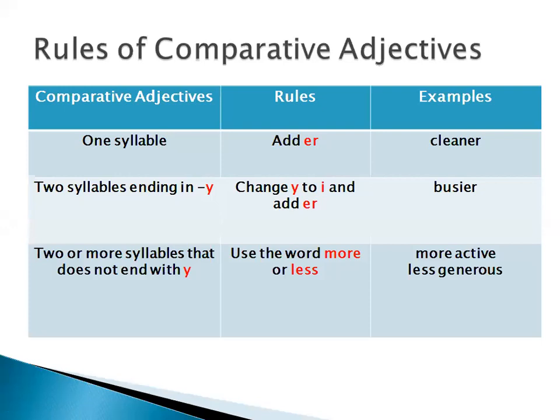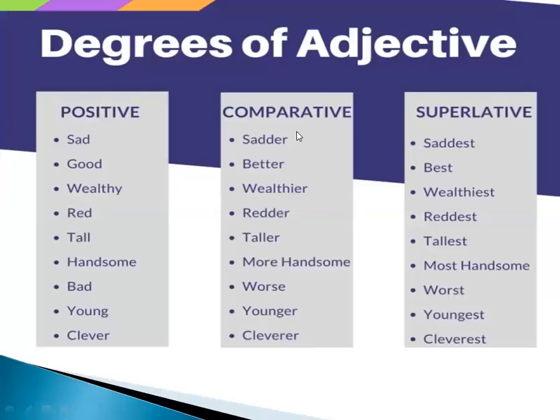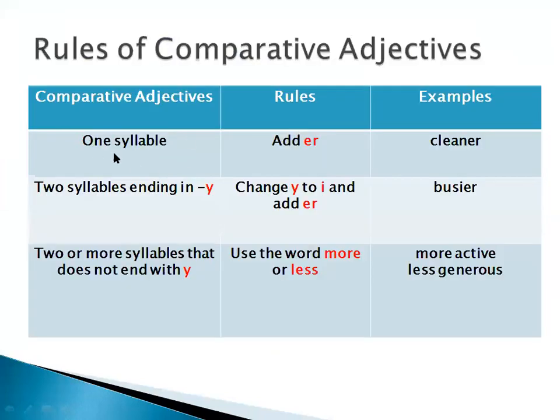If you see this example, tall: only one syllable is here. Taller: two times my tongue is moving. Tallest: again two syllables here. So I'm just giving you the example that when we have one syllable, our tongue moves only one time. This is called a syllable. When we have one syllable, we use er in the comparative adjective and est in the superlative. Sad, sadder, saddest. Just like clean, cleaner, cleanest. This is called the rule of comparative adjectives.